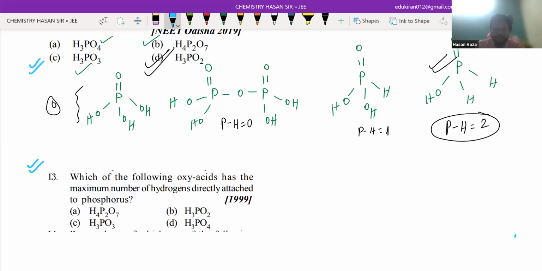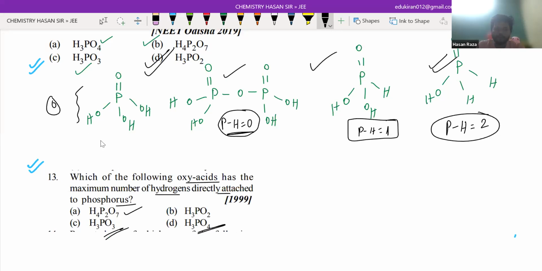If you draw the structure, you can see H4P2O7 is here, in which there is no P-H bond. We need the oxyacid with the maximum number of hydrogens directly attached to phosphorus. So the P-H bond is 0. If you go for H3PO3, this is the structure of H3PO3, in which the P-H bond is 1. H3PO4, you can see the P-H bond is equal to 0. But H3PO2, in which the P-H bond is 2. So the maximum is H3PO2, and the answer will be B.